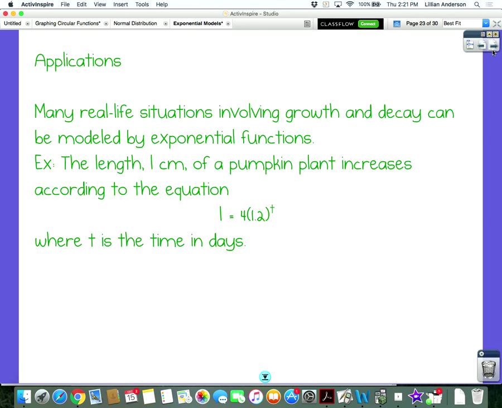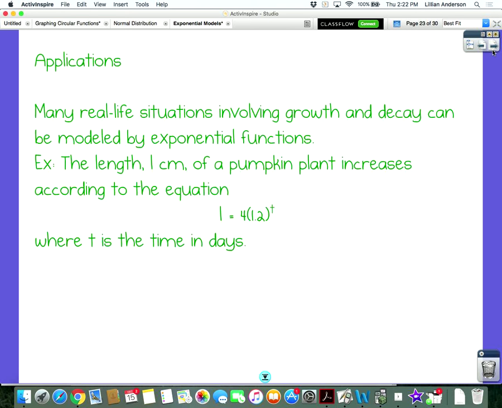They're dying. The population is decreasing. So growth means things are going up versus decay, which means things are going down. So let's look at some more positive examples of real world applications.